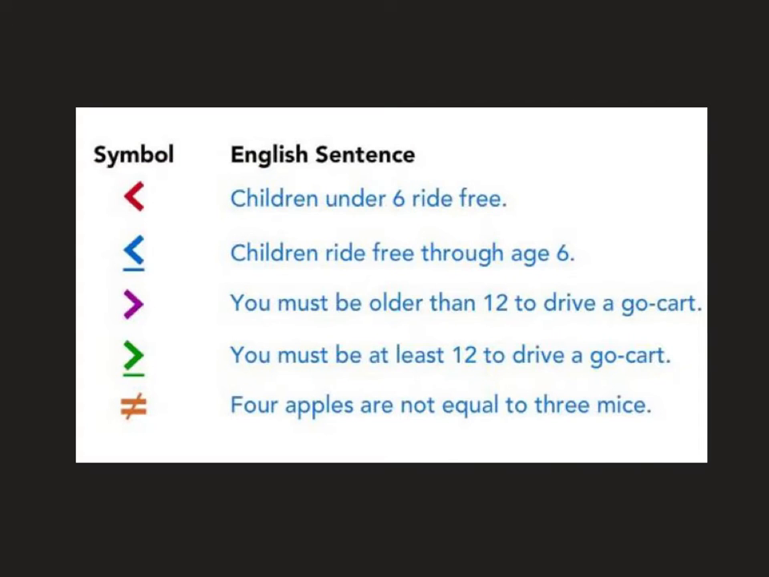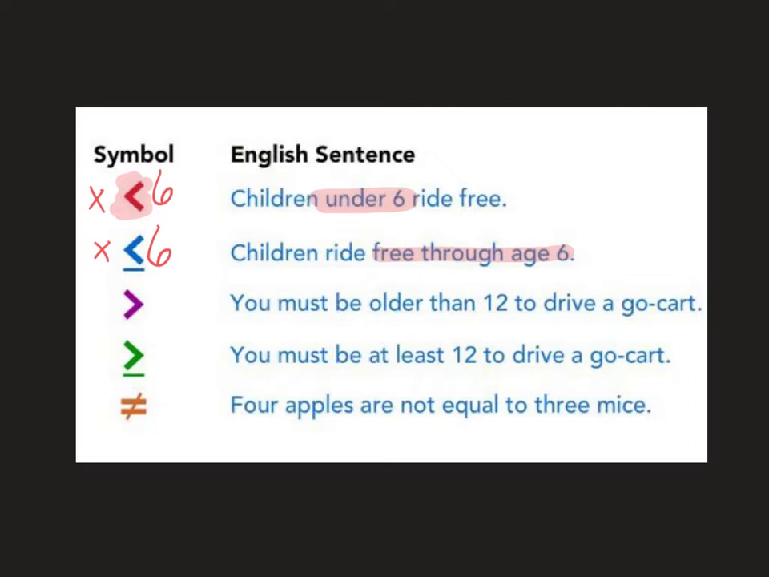Okay, now here's some language. I'll give you some hints here. Children under 6 ride free. So that means they have to be less than 6, right? Children ride free through age 6. Well, I'll put a 6 here. If they can ride free through age 6, that means including age 6 or below, right? So that would be, I'll put an x. So x is any number that's less than or equal to 6, because they can be 1, 2, 3, 4, 5, or they can be 6 years old, right?